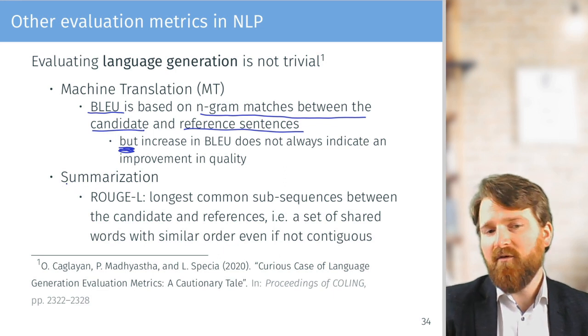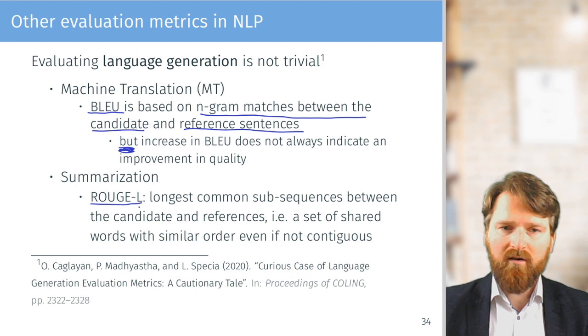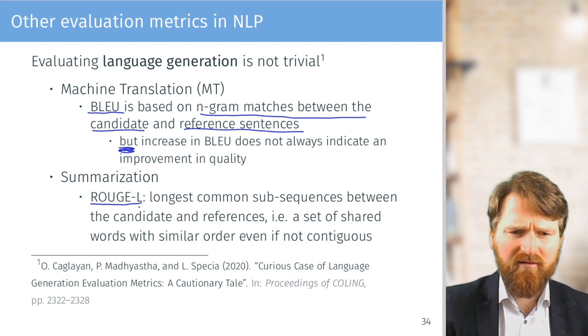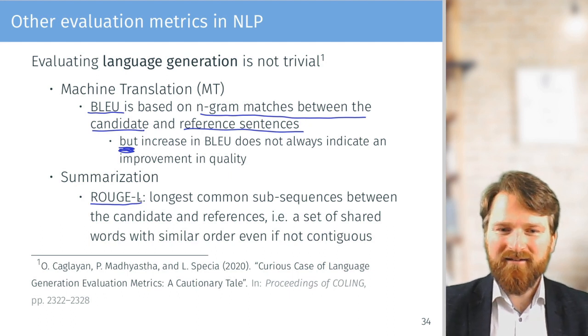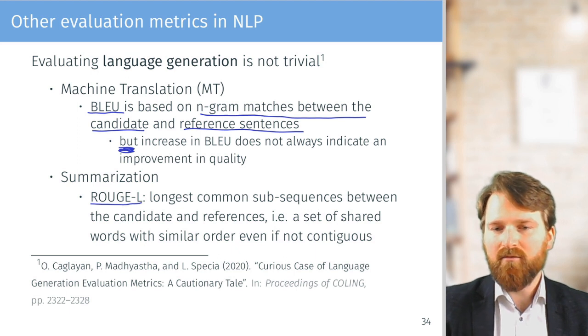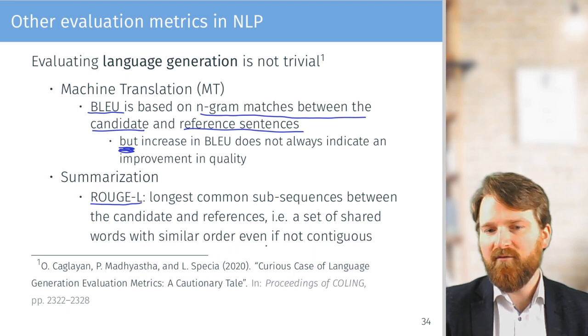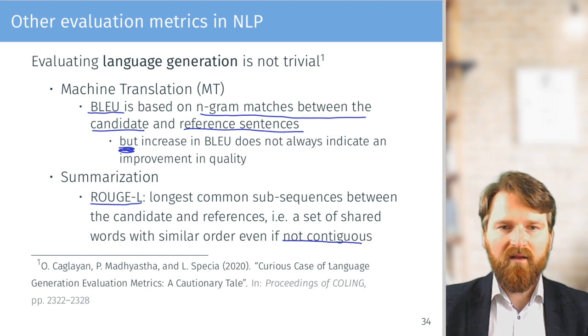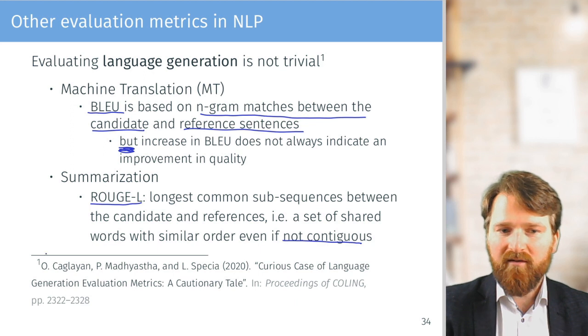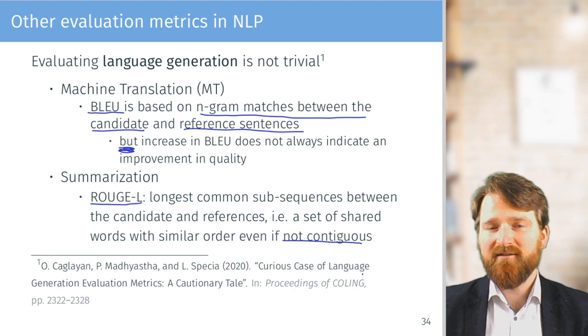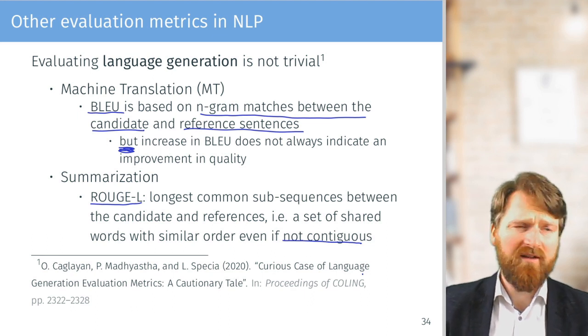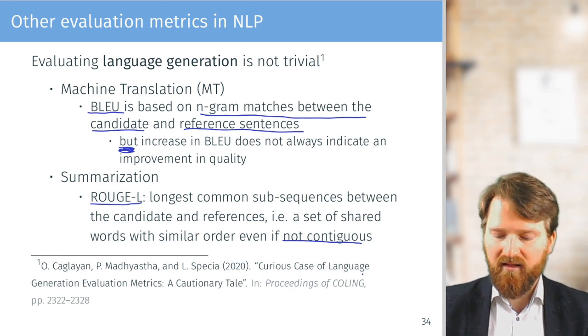And the same for summarization. So Rouge-L, it seems like they all have French names, I don't know why. Rouge-L is the longest common subsequence between the candidate and references. So again, it's based on the shared words, but here in Rouge they don't even have to be contiguous. If you want to read more, this is a recent paper, Curious Cases of Language Generation Evaluation Metrics, and they have some beautiful examples of how it can fail. So you may want to have a look at that.